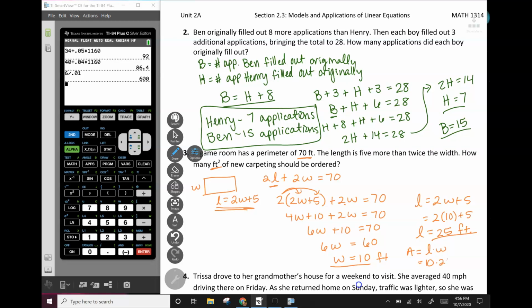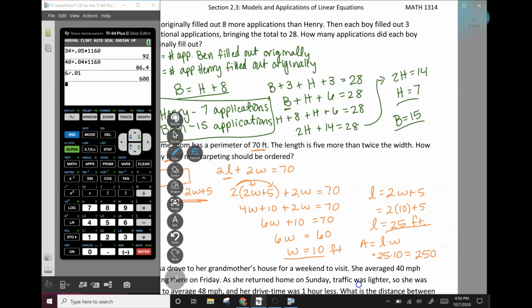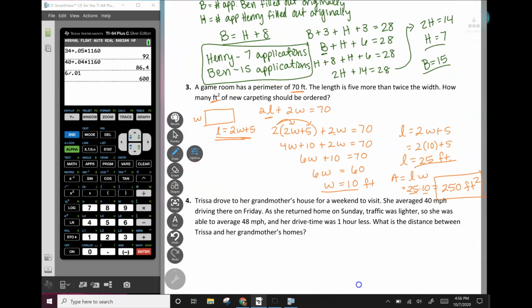Well, I wrote those backwards, but it's okay. Length times width. So 25 times 10, which is going to be 250. And then the units on that, since you just multiplied 2 numbers that have units of feet, your units are going to be feet times feet, which is feet squared. Okay, so they need to order 250 square feet of carpet.